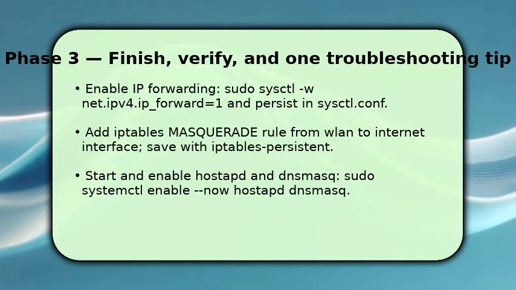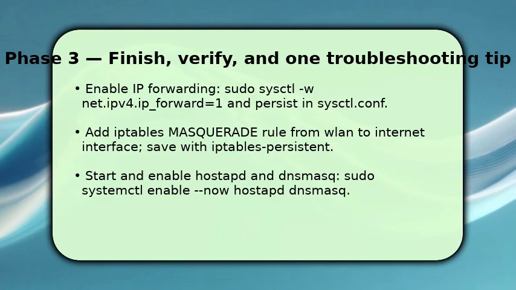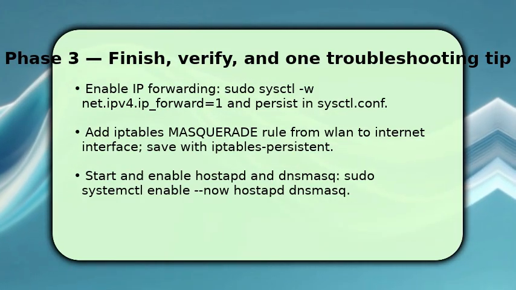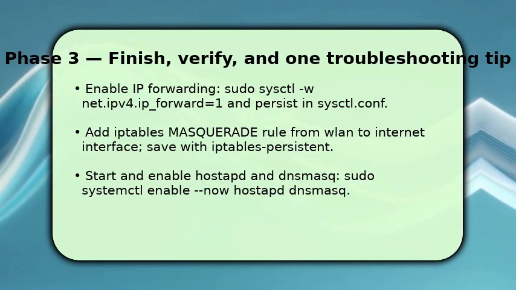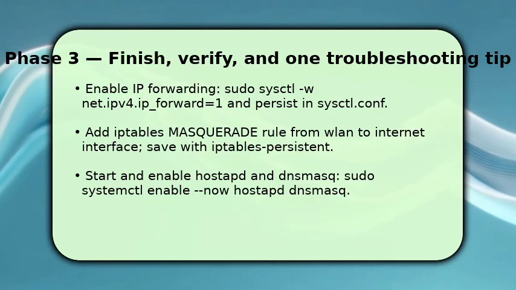Finally, enable NAT so connected devices reach the internet. Turn on IP forwarding immediately and persistently. Then add an iptables masquerade rule that NATs traffic from the hotspot subnet to your internet interface. Save the rules so they survive reboot.